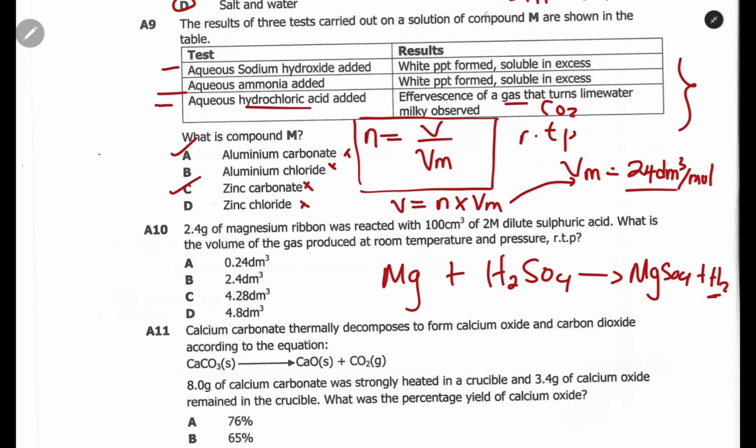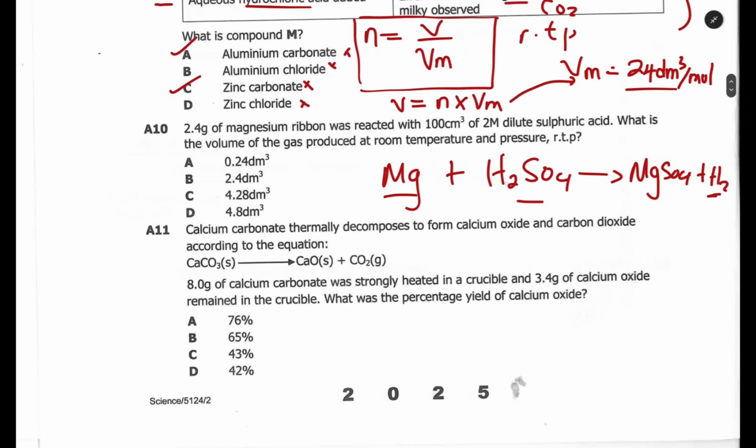To find the number of moles of hydrogen, since magnesium and sulfuric acid are reacting, we are going to pick one of these reactants and equate it to hydrogen to find the number of moles of hydrogen. That is using mole to mole. But which one do we pick? We are going to pick the limiting reagent. How do we pick the limiting reagent? We find the number of moles of these and look at which one has fewer moles.